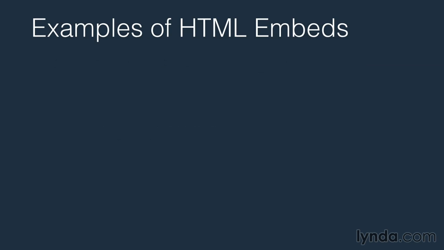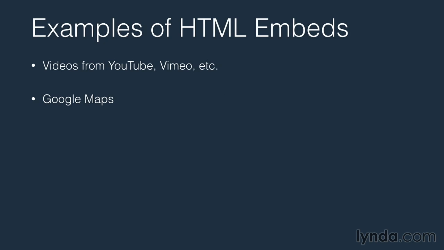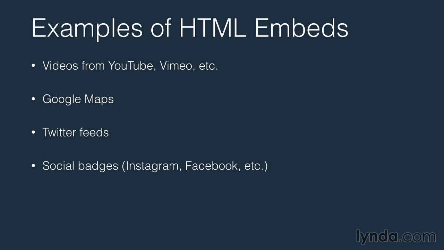Some examples of HTML embeds include videos from YouTube, Vimeo, and different sites like that. Google Maps also has a shareable and embeddable version of its interactive maps feature. Twitter feeds can also be directly embedded into websites, and different social badges like those from Instagram, Facebook, etc. All of those things are easily added to websites using something called an arbitrary HTML embed code. And so what I'm going to show you is how to do that inside your Adobe Muse website.